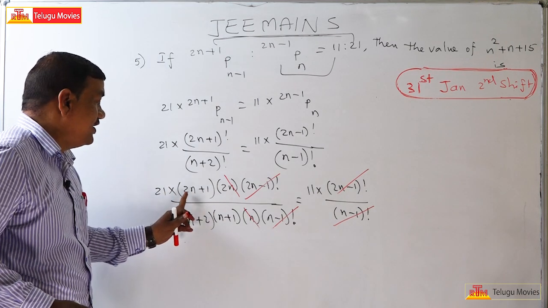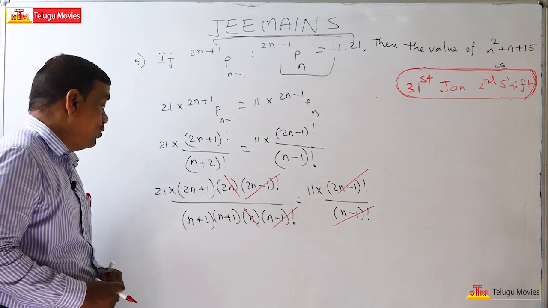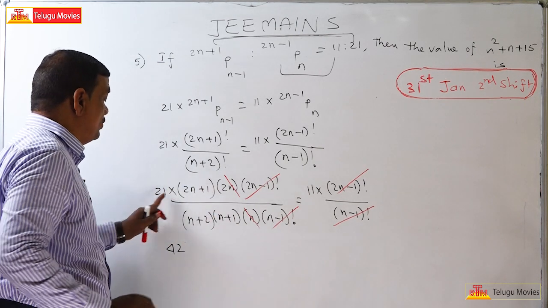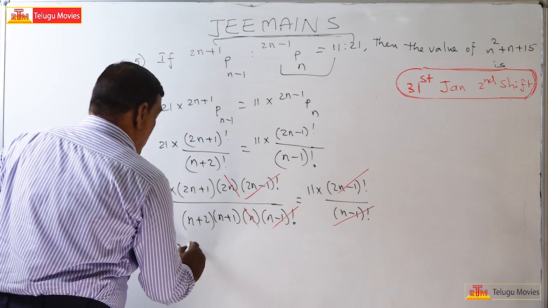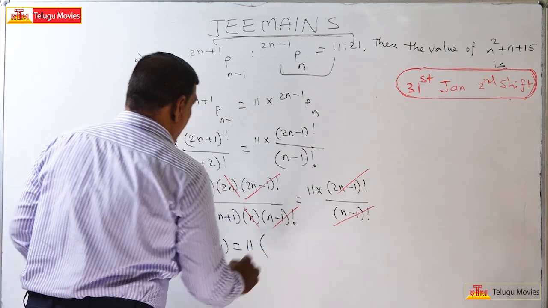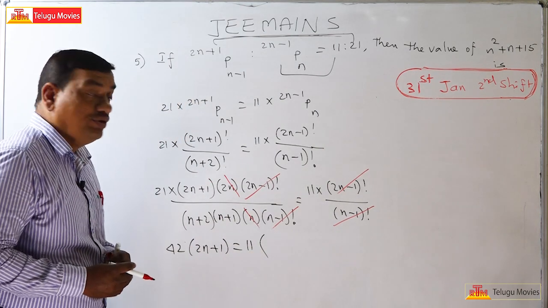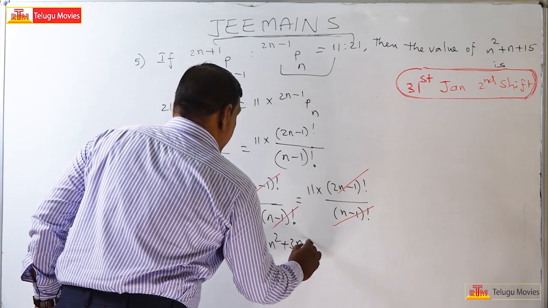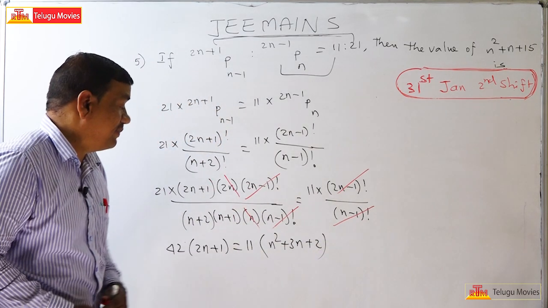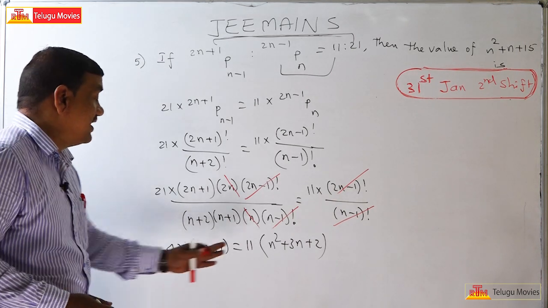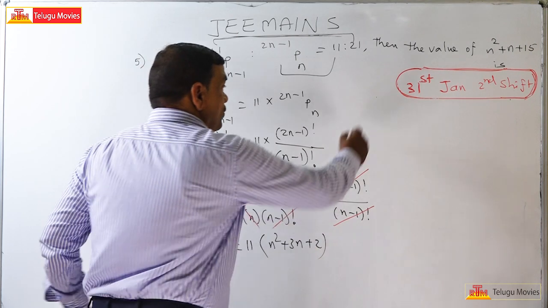See here, 21 into 2n plus 1 into 2. So this is equal to 42, 2 into 21, 42 into 2n plus 1 is equal to 11 into n plus 2 into n plus 1. So this is equal to n square plus 3n plus 2. So let us multiply 42 inside and 11 also inside and bring it to one side.